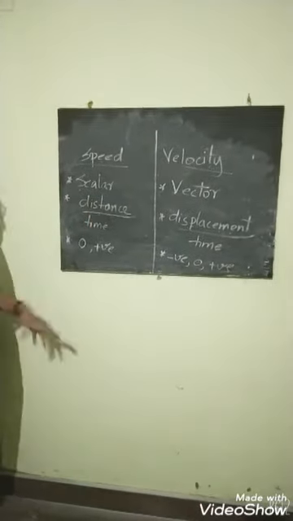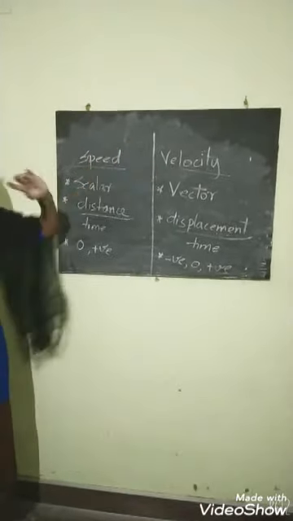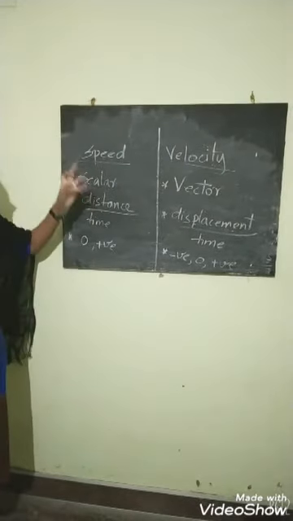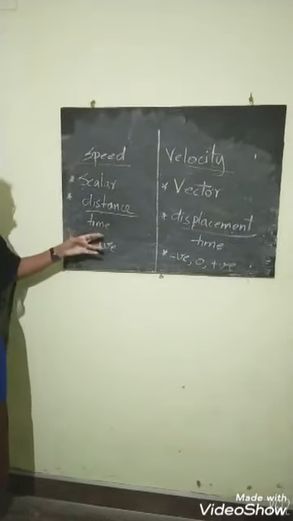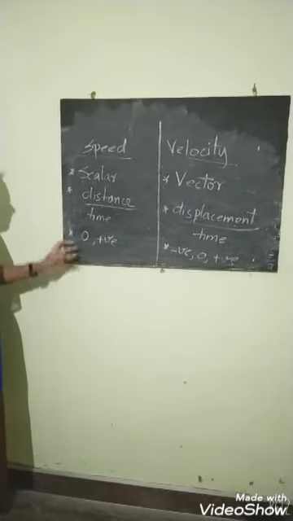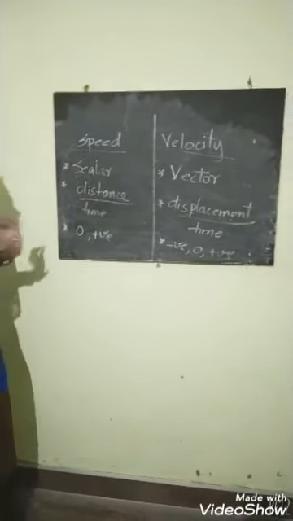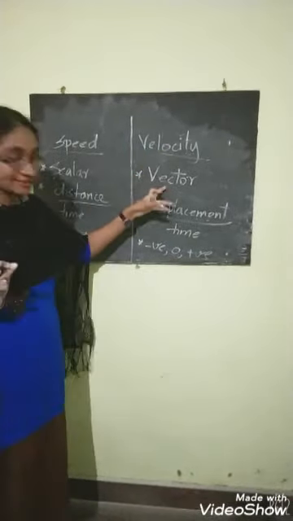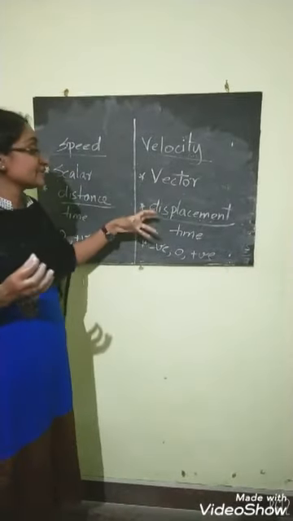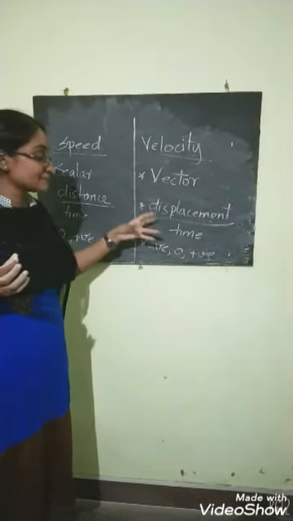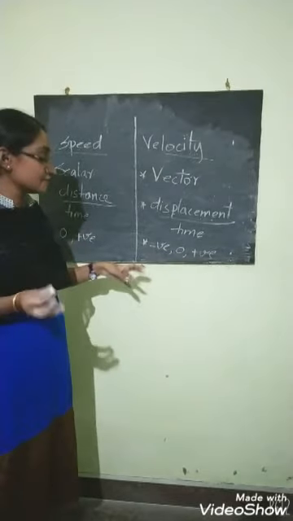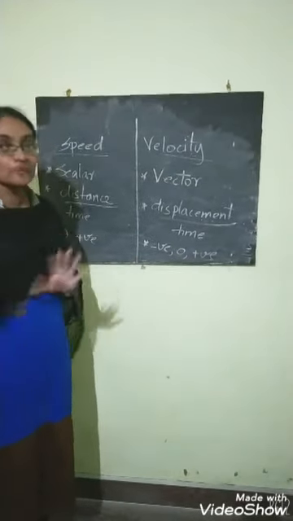These are the differences of speed and velocity. The first one is it is scalar. Its equation is distance by time and it only has the values 0 and positive values. And for velocity, it is vector. Its equation is velocity equal to displacement by time and its values will be negative, 0 or positive.